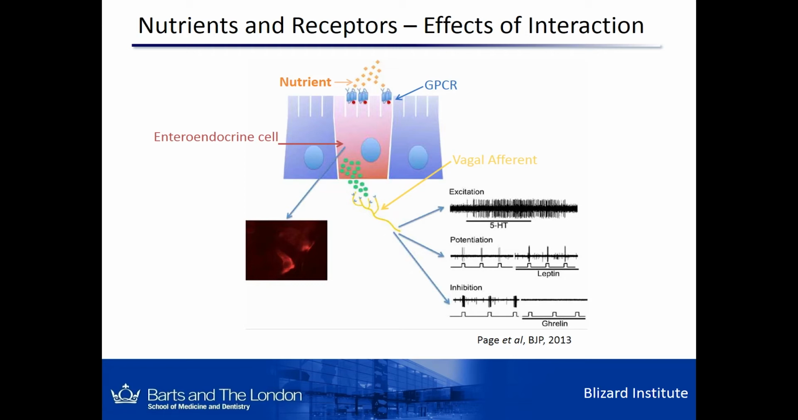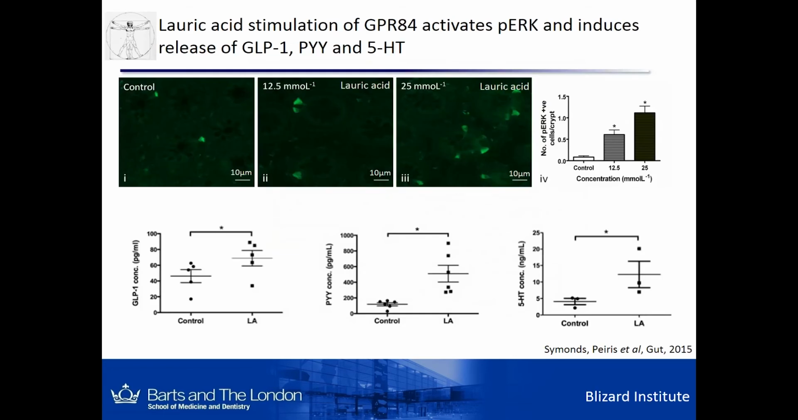So we've previously shown in humans, so I've just used this symbol to show human because I will be showing some mouse data as well. We've previously shown that lauric acid stimulation of GPR84 can specifically activate phosphorylated ERK, and this can induce the release of some of the hormones that I'll show below.